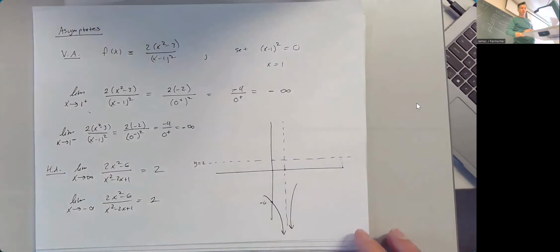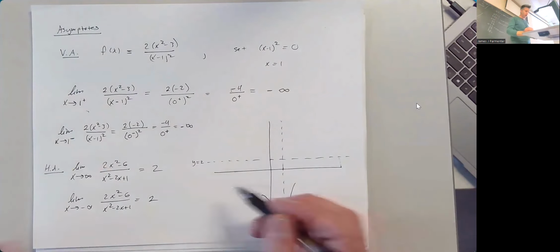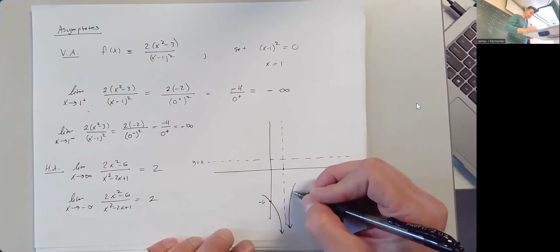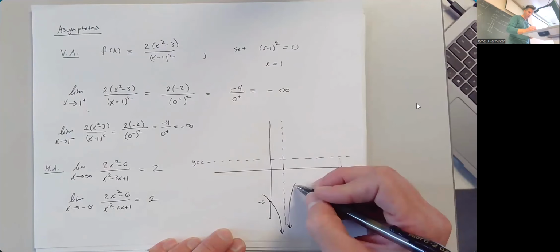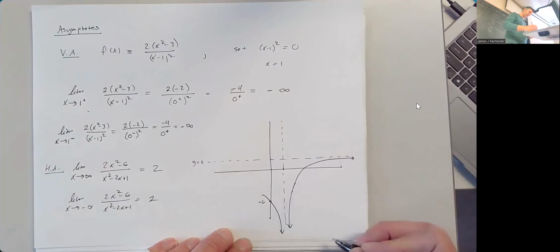And I will just make the blanket statement again and again and again. For rational functions, you always get the same horizontal asymptote to the left and to the right. There are other stranger functions where you can have a different horizontal asymptote on the left and the right, but it's not the case for rational functions. So I'm just going to say, as we move to the right, I'm going to get closer and closer to that horizontal line. And same thing as I move to the left.